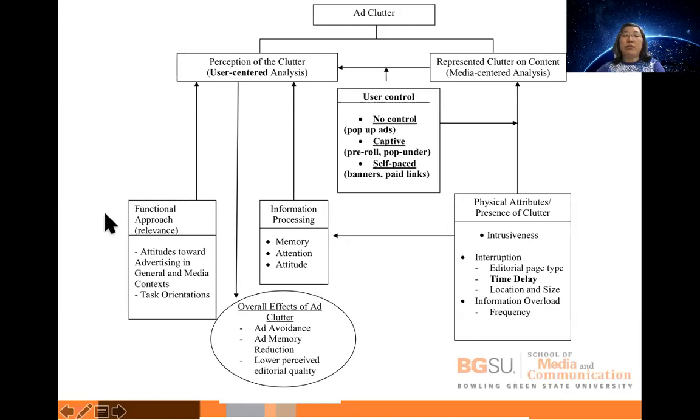And then finally is the functional approach, or what we call the goal impediment. The assumption is that when people have a goal in consuming the content, and you interrupt with advertisement, then you would create a high clutter level. So relevance is the important factor that determines whether the ad is functional or not. First of all, attitudes towards advertising in general. If you don't see advertisement as something useful for your life, you would probably not see it as relevant. And of course, any advertisement, even one ad, you consider as clutter.